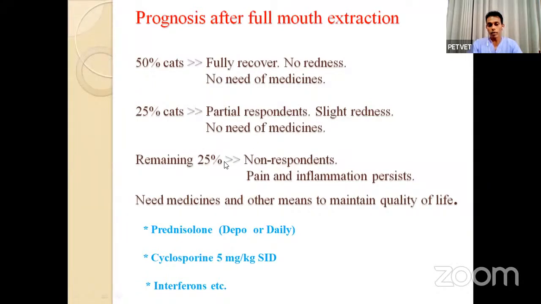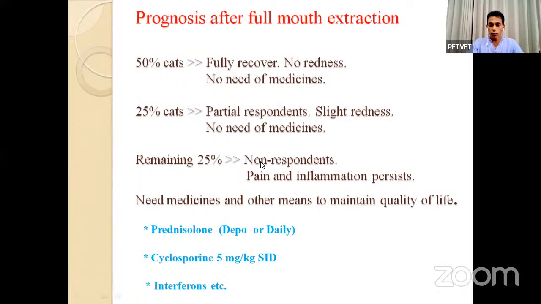And the remaining 25%, unfortunately, are non-respondents. Even with full mouth extraction, these patients will not respond properly. So their pain and inflammation will persist. So to keep their quality of life better, we'll have to continue medicines even after this full mouth extraction. The commonest medications historically used were prednisolone and cyclosporin, at immunosuppressive doses.